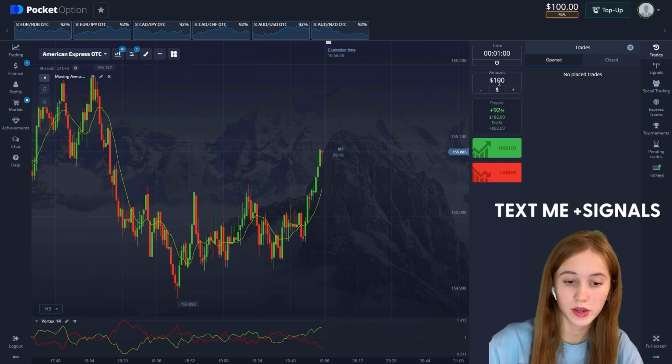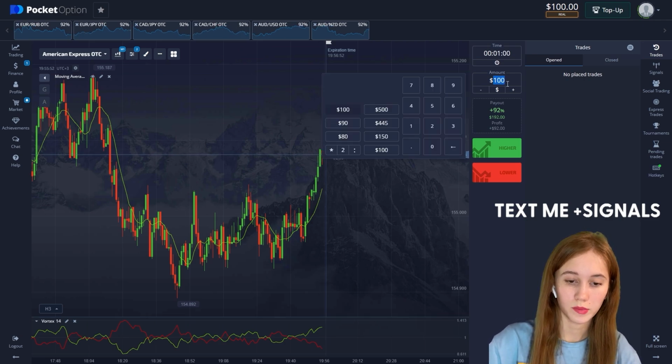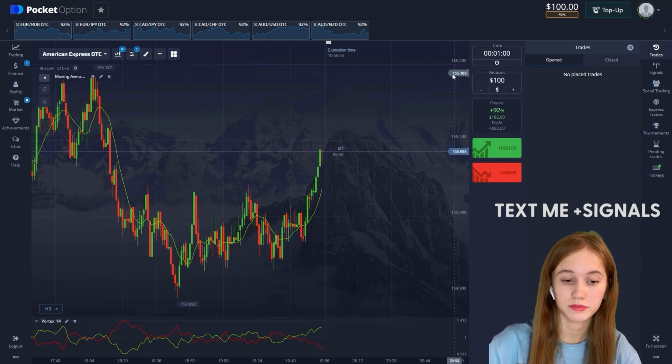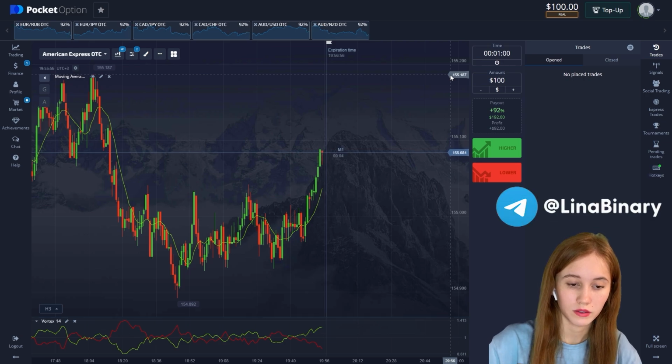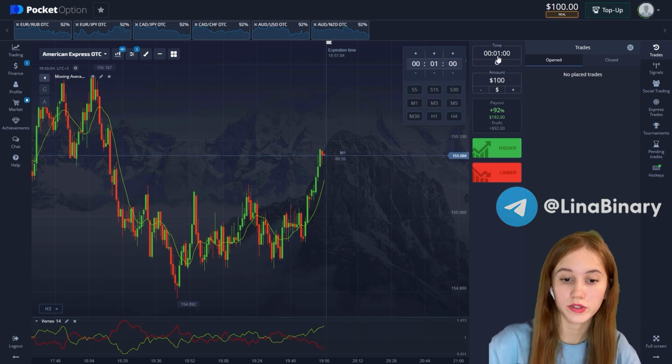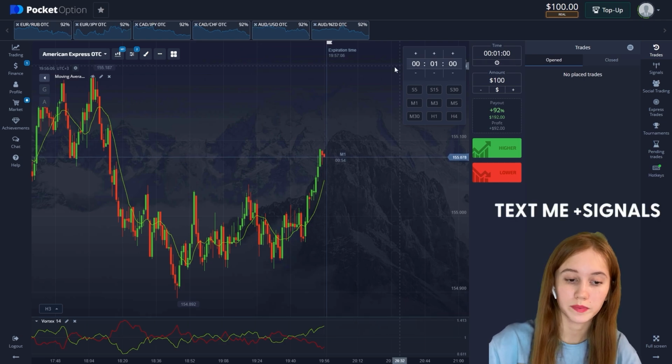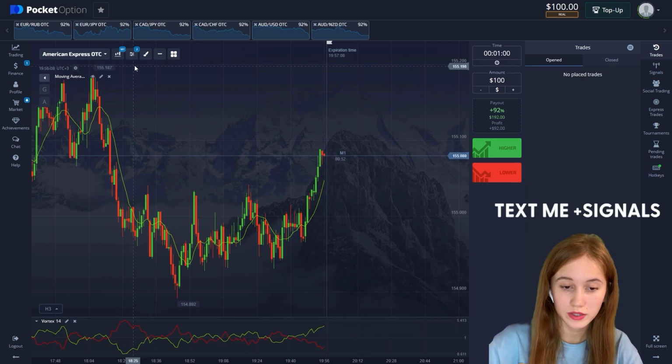The first thing we do is set up our workspace. We start setting up by setting the trade amount. It will be $100, so 100% of our balance at the moment. 1 minute time frame.